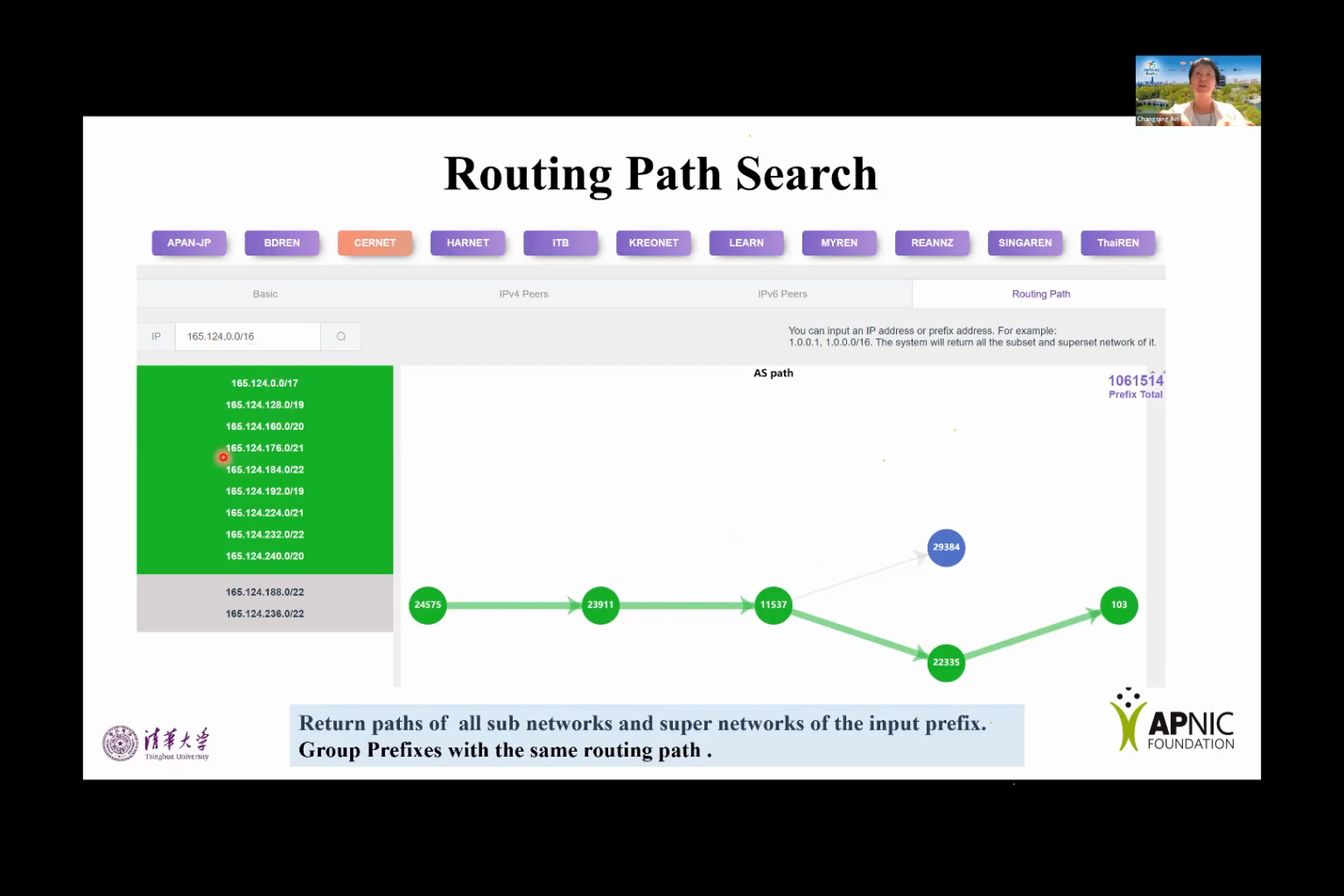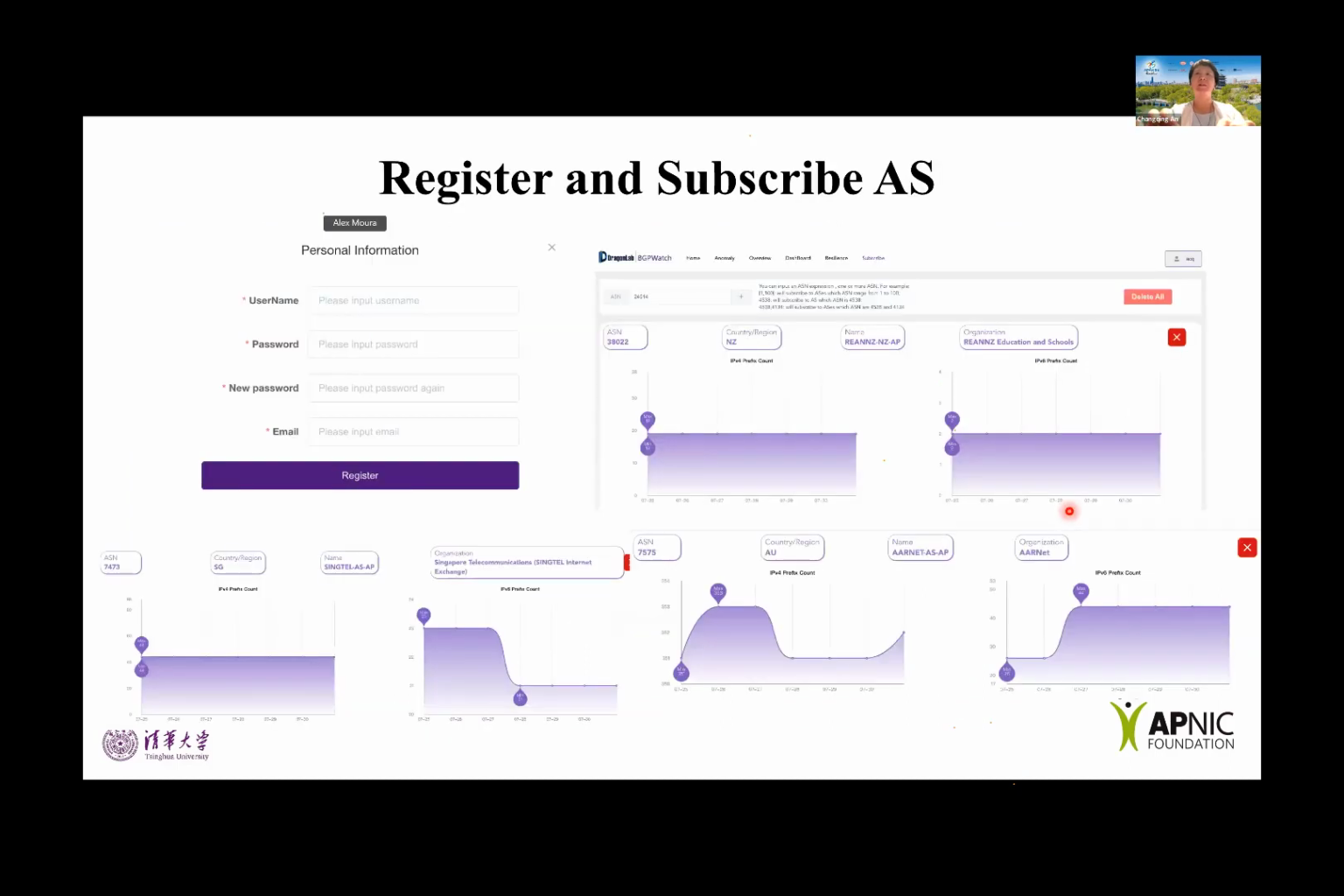there isn't an exactly matched prefix, and the system returns some subnetworks of it. And the prefixes with the same routing paths are shown within a color block. When we click the color block, the corresponding path will be highlighted. This is the register and subscribe interface. After subscribing, some AS users can see the brief information of them.